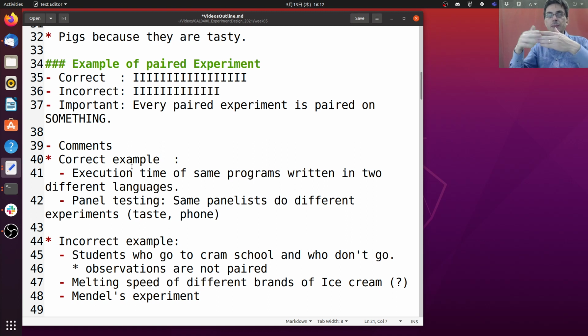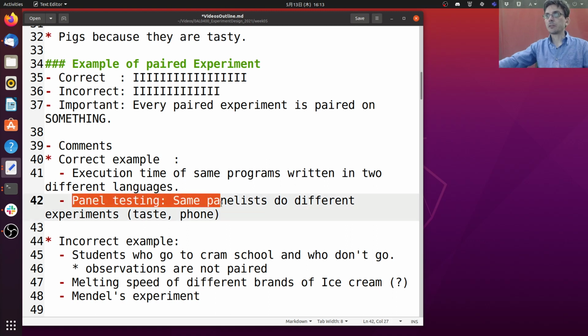So the difference of running times between the algorithms might be bigger than the difference in running times of the languages. So we want to pair this experiment on the algorithm to make sure that we remove the influence of the difference in running time from the algorithm. Okay, so that was a very good example of a paired experiment.